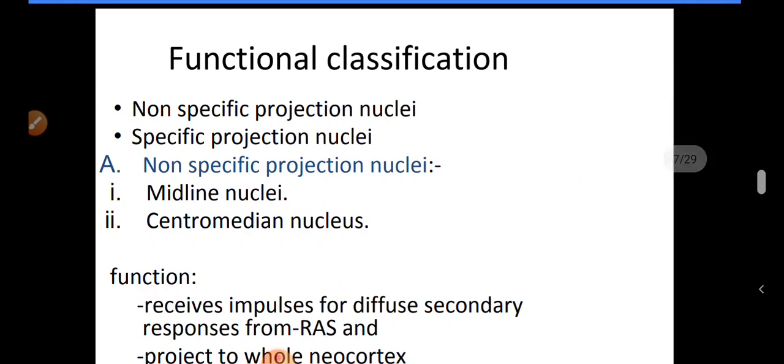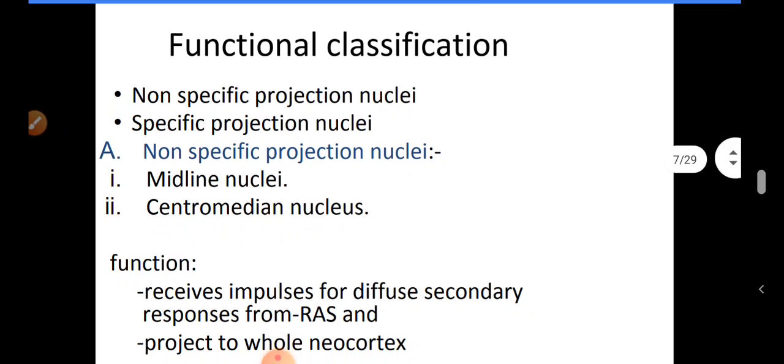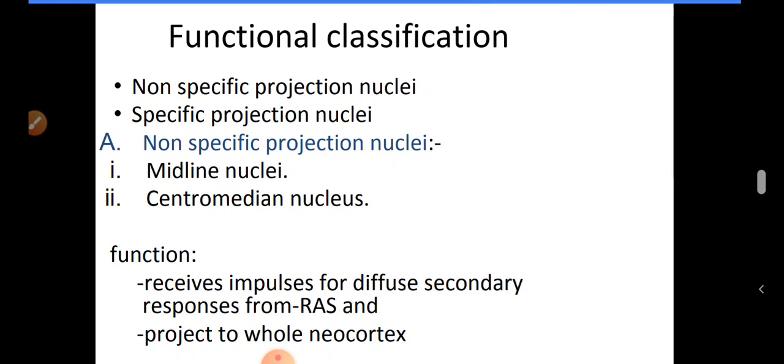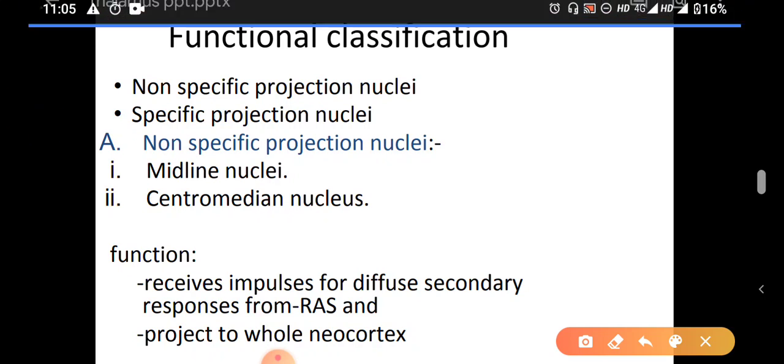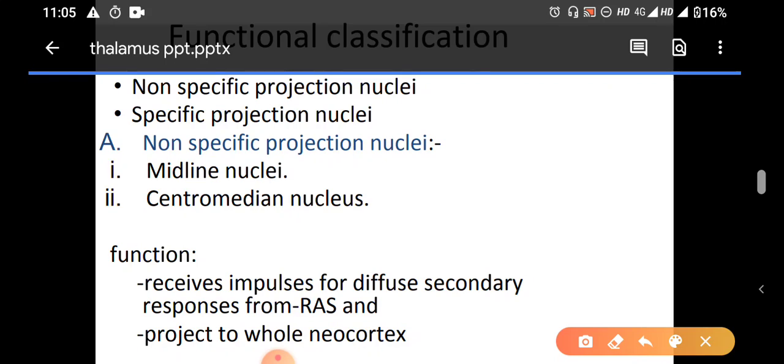Now how will you classify thalamic nuclei? We have a functional classification and an anatomical classification. In functional classification you can classify thalamic nuclei into non-specific projection nuclei and specific projection nuclei. Non-specific projection nuclei are those which receive impulses for diffuse secondary responses from the reticular activating system and project diffusely to the whole of the neocortex. Non-specific projection nuclei include the midline nuclei and centromedian nuclei.